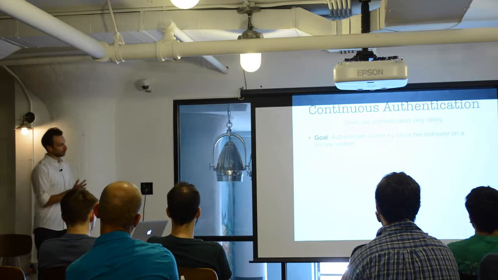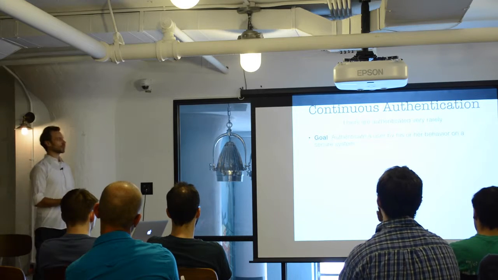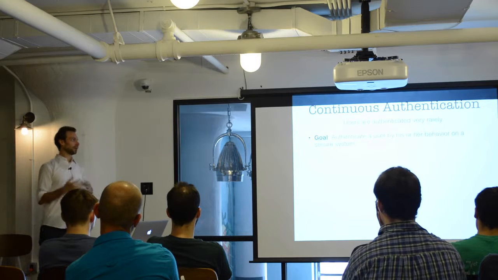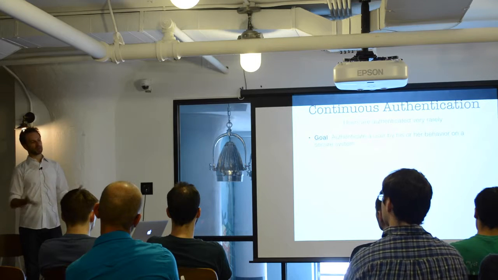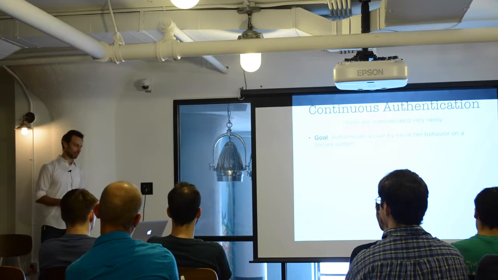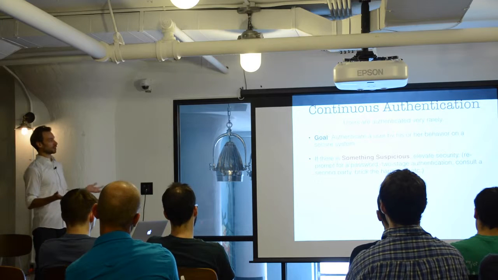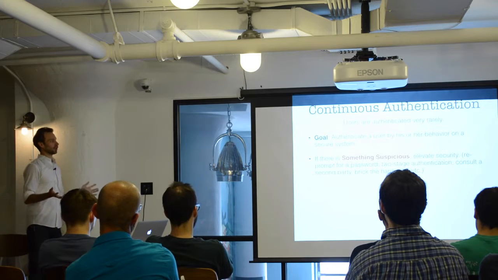Anyway, the goal of continuous authentication, or active authentication, is to make sure that somebody is who they say they are based on their behavior, intermittently, at regular intervals throughout their regular use of a machine. And then the idea is, if there's something suspicious going on, elevate security.